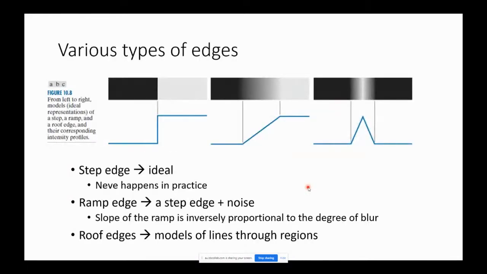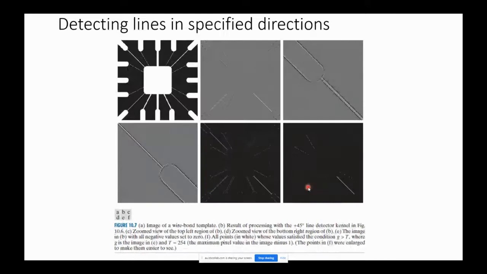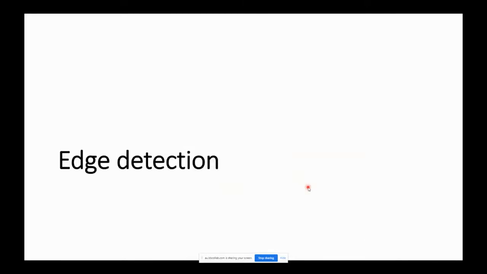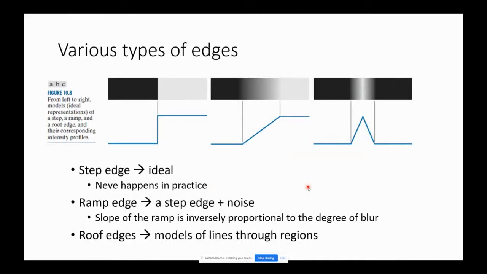Okay, so that's how to detect lines. Now let's see how to detect edges. There are various types of edges that we should take into account. The step edge is the ideal type, where you have a fast, immediate change, from black to white. So I have a step when the change occurs. It never happens in practice.